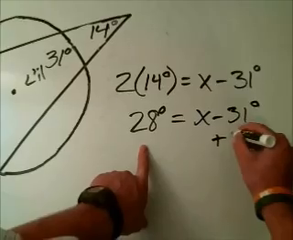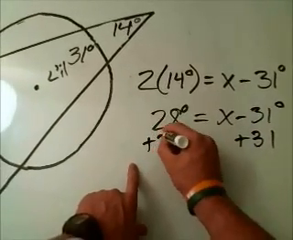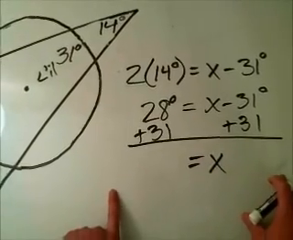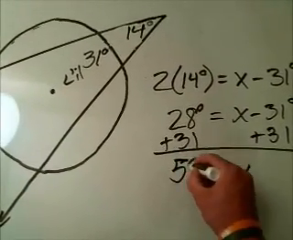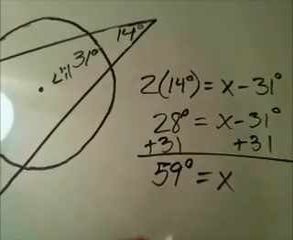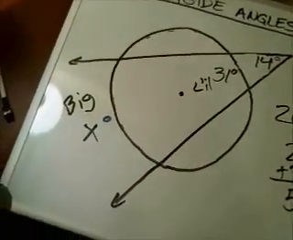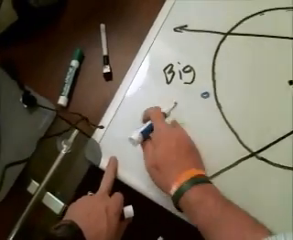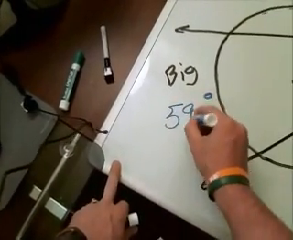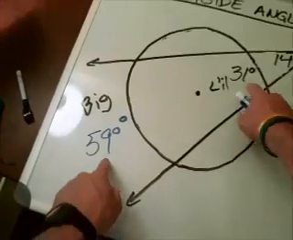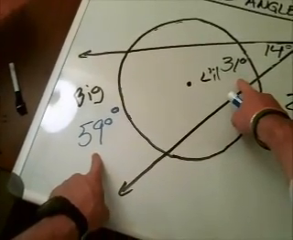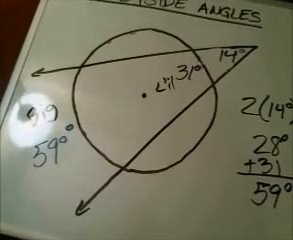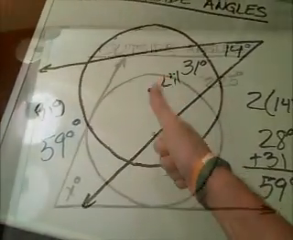So now, if I add the 31 over here to the other side, what I find is that my missing big arc was exactly 59 degrees. So again, what did we find? We found that this big arc here was exactly 59 degrees. So how far apart are these? 28 degrees. What's 2 of my outside angles? 28 degrees. This thing checks out.